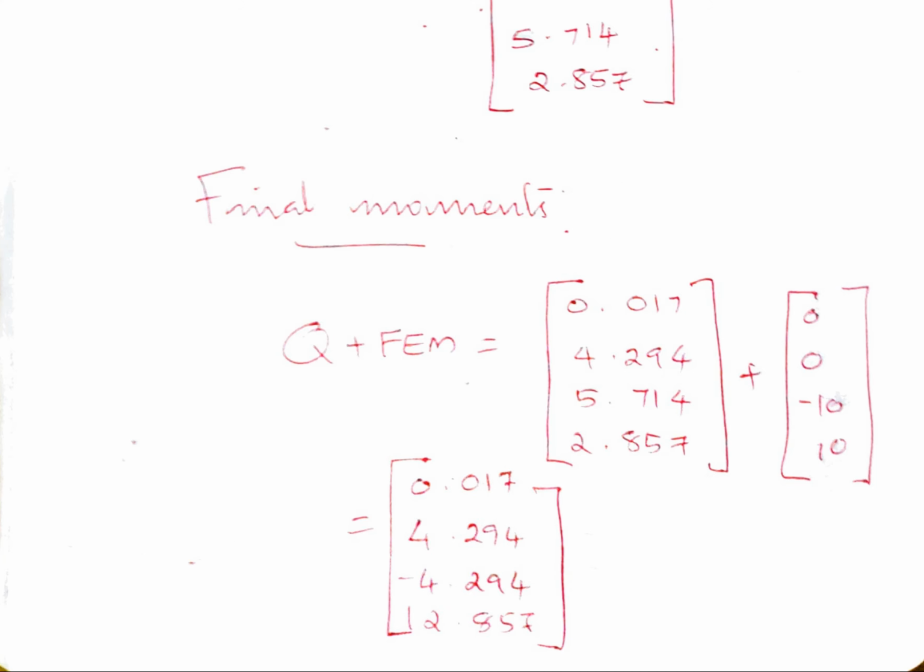Now to calculate the final moments, add the Q matrix with the FEM, fixed end moments. So Q matrix plus fixed end moments. Fixed end moments are 0, 0, minus 10, 10, that is MFAB, MFBA, MFBC, MFCB. So these are the final moments MAB, MBA, MBC, MCB.